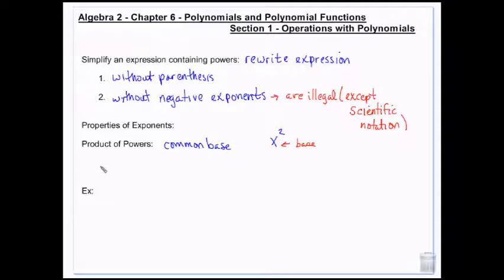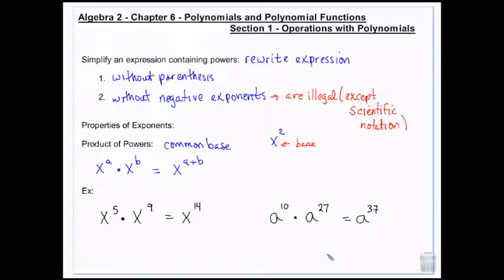So in that case, if I have x to the a times x to the b, I'm going to add the exponents. So it'll be a plus b. So for example, if I have x to the 5th times x to the 9th, that's going to be x to the 14th. Or, you know, a to the 10th times a to the 27th will be a to the 37th.